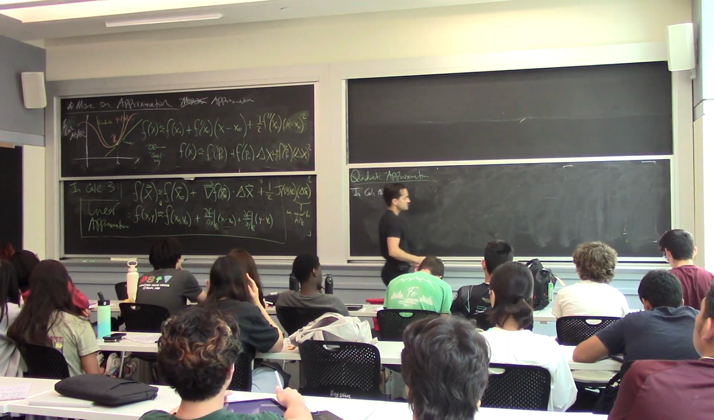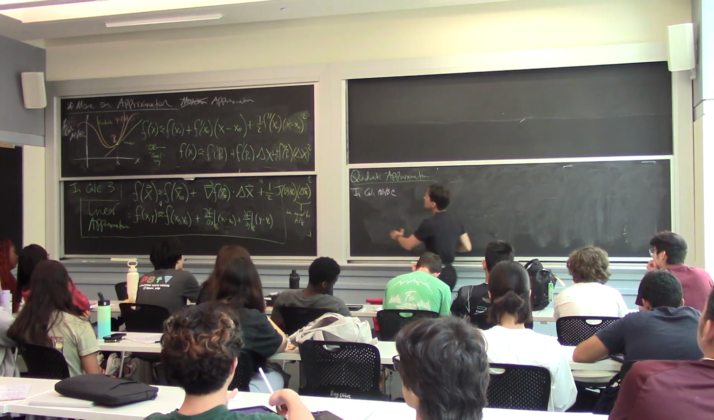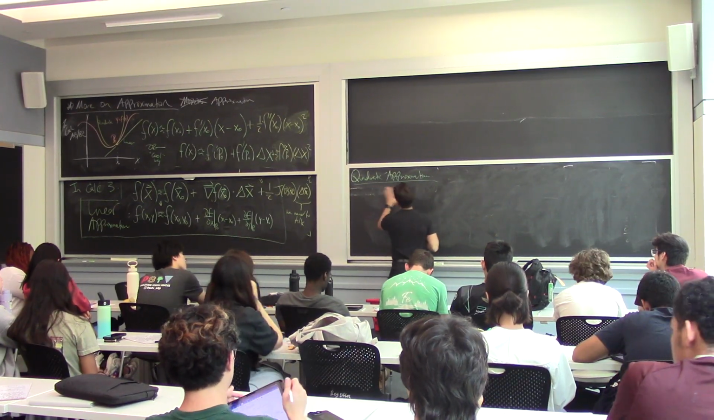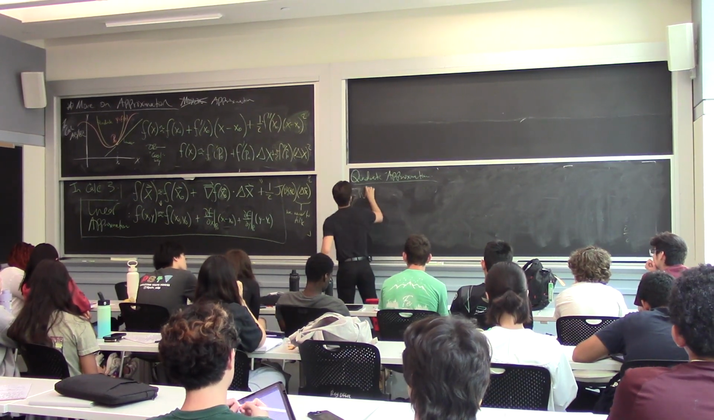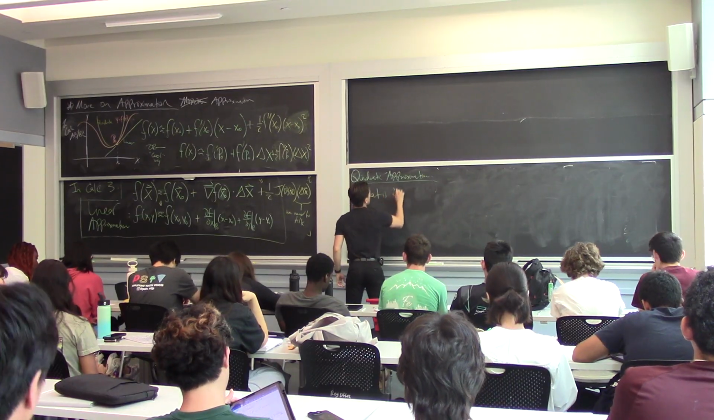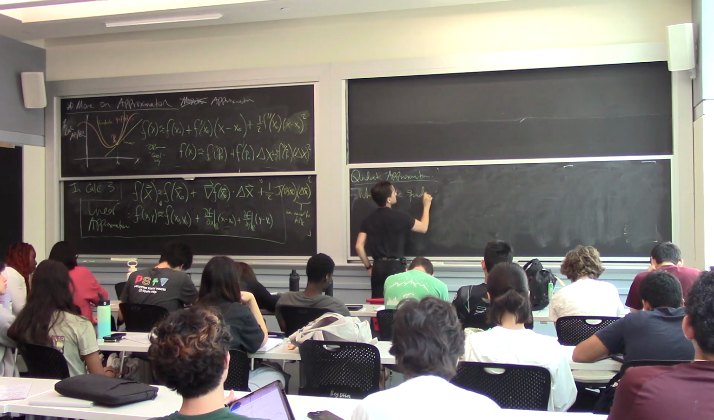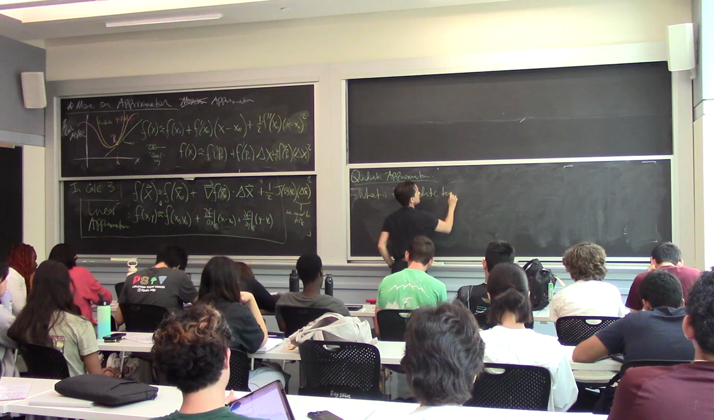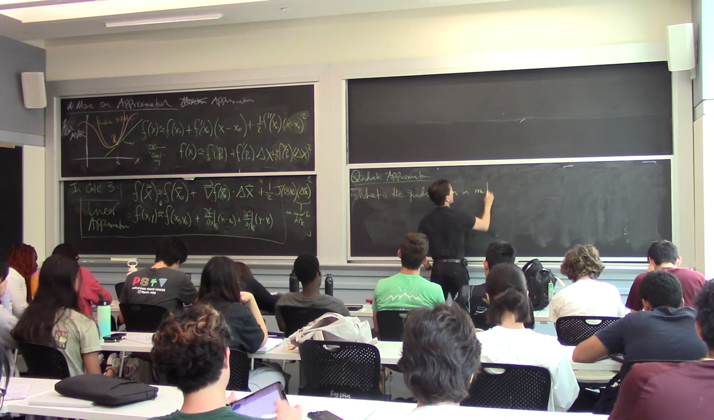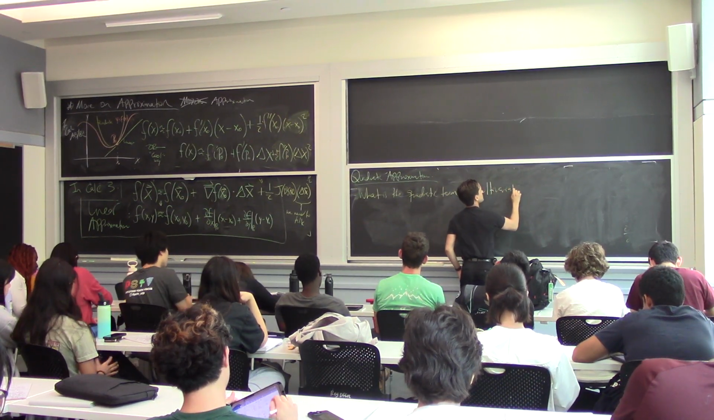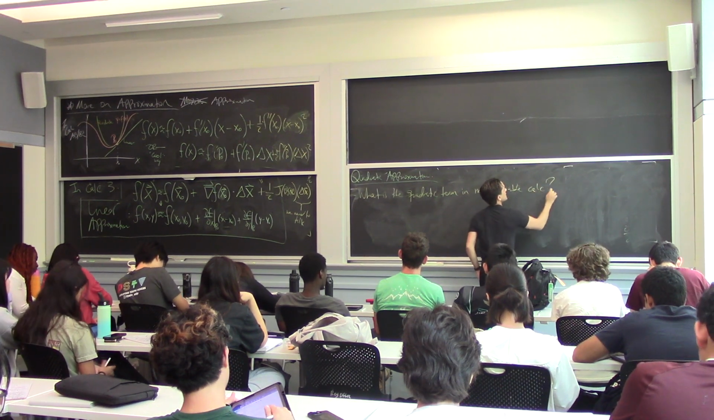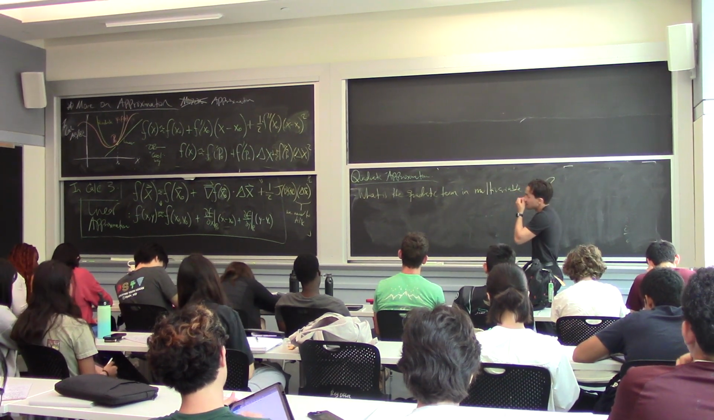Okay. So, this is what it was. This is what we have. The question is, what is the quadratic term in multivariable calc? The answer is as follows.